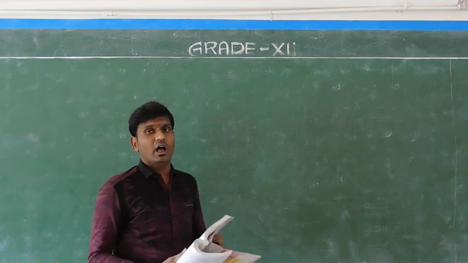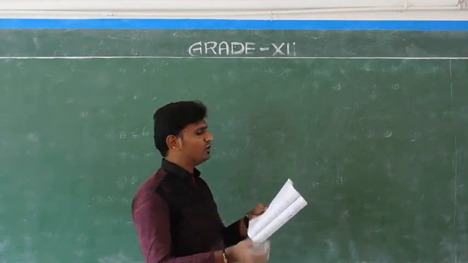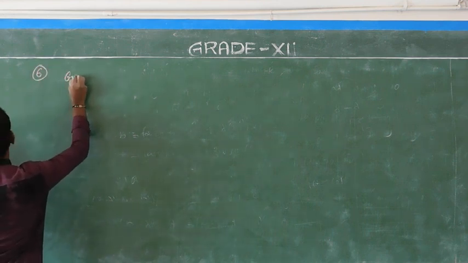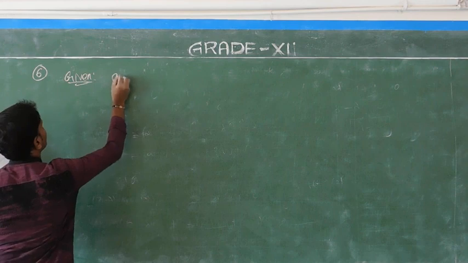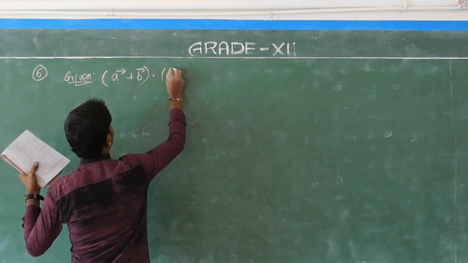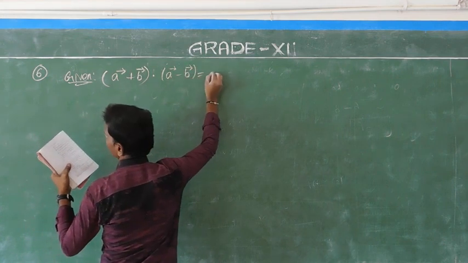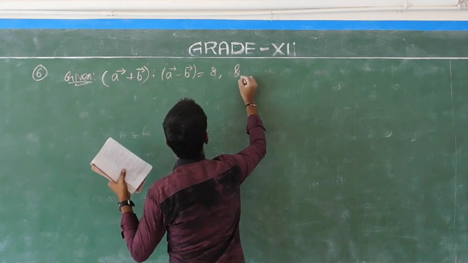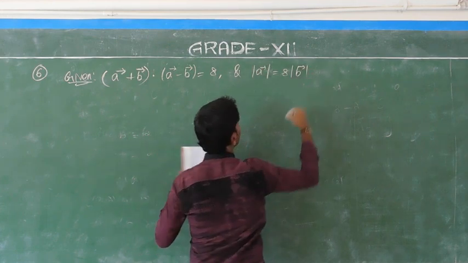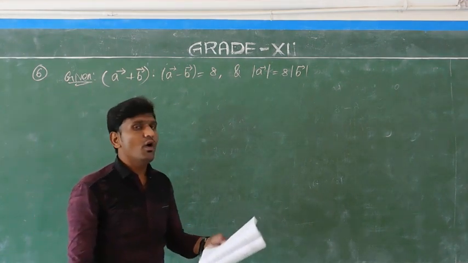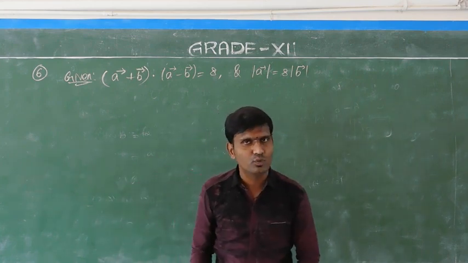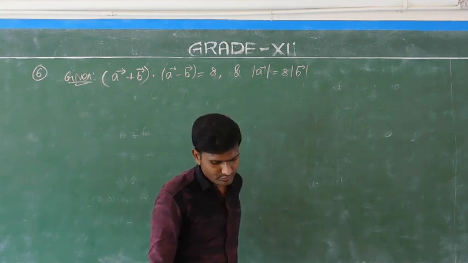See, up to the 5th question we have completed. Now coming to the 6th question. See, the 6th question is given: a vector plus b vector, taking the dot product with a vector minus b vector, is equal to 8, and one more is given: modulus of a vector is equal to 8 into modulus of b vector. Now what are we going to find? Modulus of a vector and modulus of b vector. So only these two things we are going to find out. Okay.